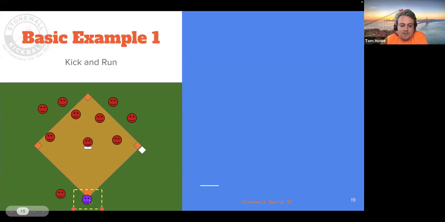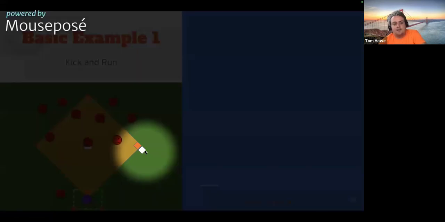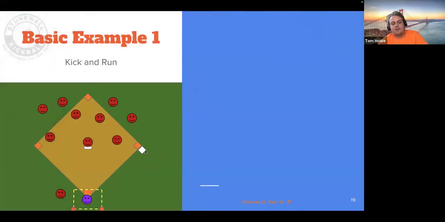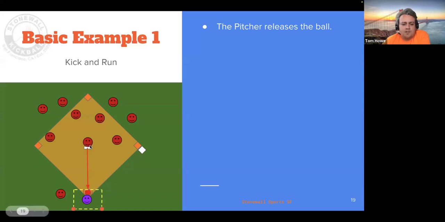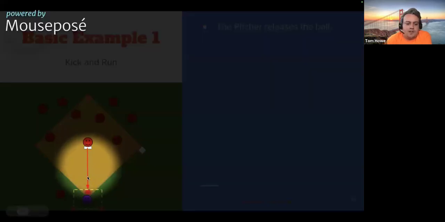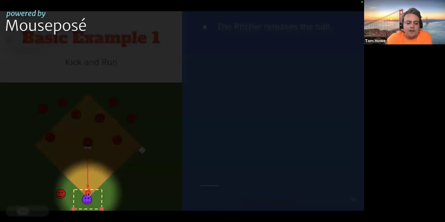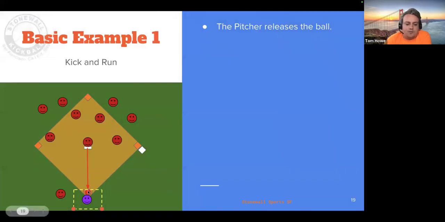Generally speaking, in this scenario, whoever's up to kick is just trying to get to first base. That's the safest option. So in this example, we're going to review a scenario. We're going to see the pitcher releases the ball. So you've got the pitcher here. They release the ball, this little red thing here, towards home plate, towards the kicker.